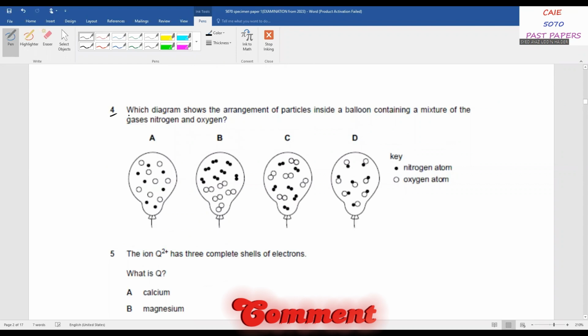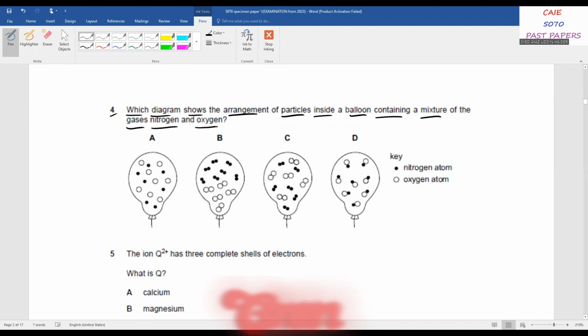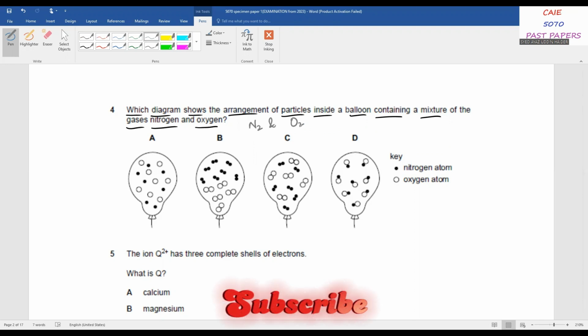Number 4. Which diagram shows the arrangement of particles inside a balloon containing a mixture of the gases nitrogen and oxygen? You should know that both nitrogen and oxygen are diatomic, which means they exist in the diatomic state. We have N2 for nitrogen and O2 for oxygen. And these should be randomly distributed. So choice C is the correct answer for this question.